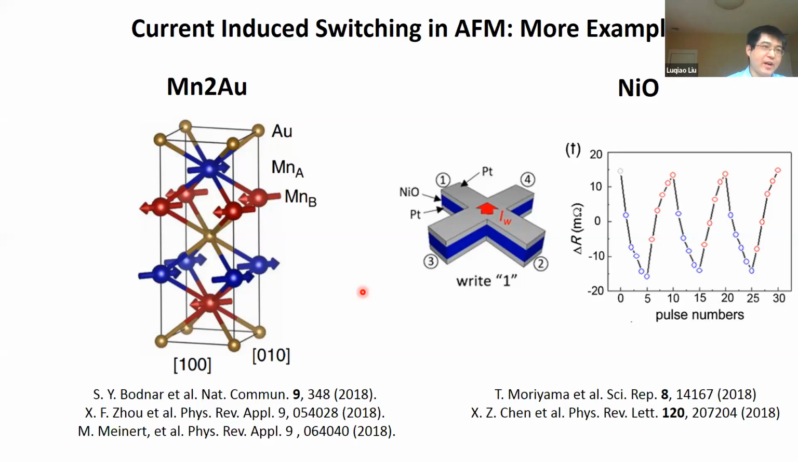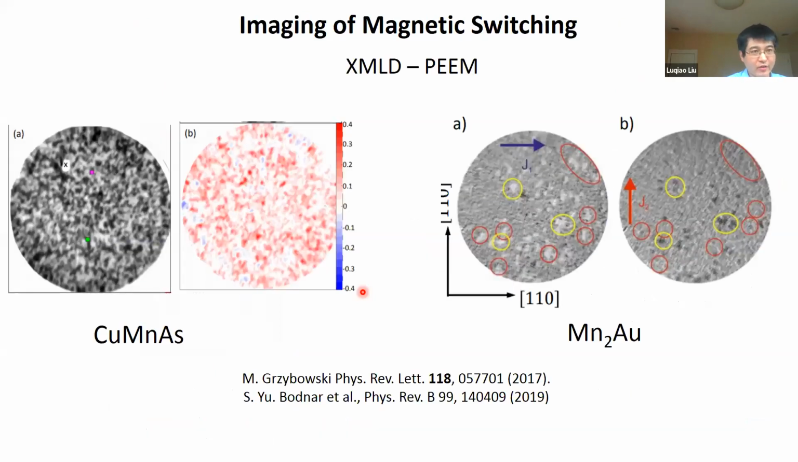So besides this kind of electrical measurement, I think this kind of current-induced magnetic switching has also been verified using magnetic imaging techniques, particularly X-ray techniques like XMLD and PEEM. People have shown that you can switch the domains inside antiferromagnets, like copper manganese arsenide and manganese 2 gold. I think 2 weeks ago, Professor Clavi also showed that you can get very clean, very high contrast magnetic imaging inside nickel oxide. So basically, current-induced magnetic domain switching has been very well established using this kind of magnetic imaging technique.